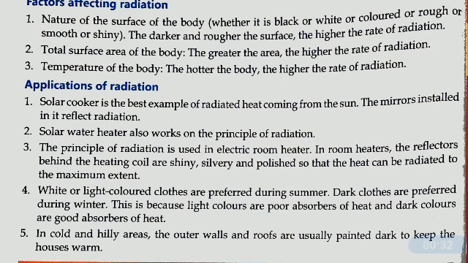White or light colored clothes are preferred during summer. Dark color clothes are preferred during winter. This is because light colors are poor absorbers of heat and dark colors are good absorbers of heat. In cold and hilly areas, the outer walls and roofs are usually painted dark to keep the houses warm.